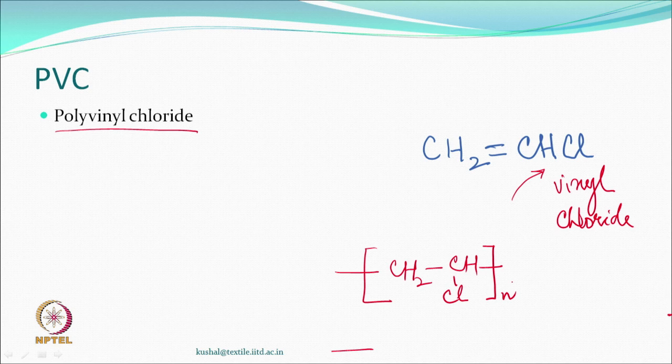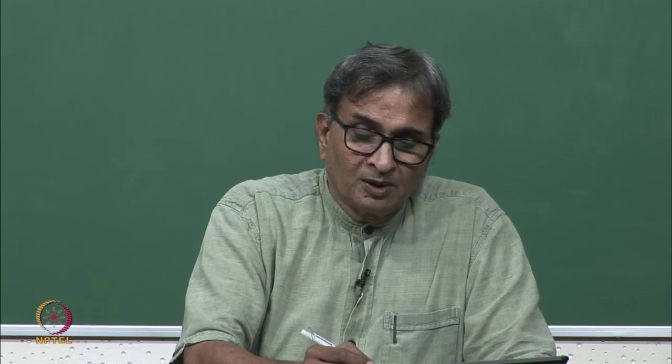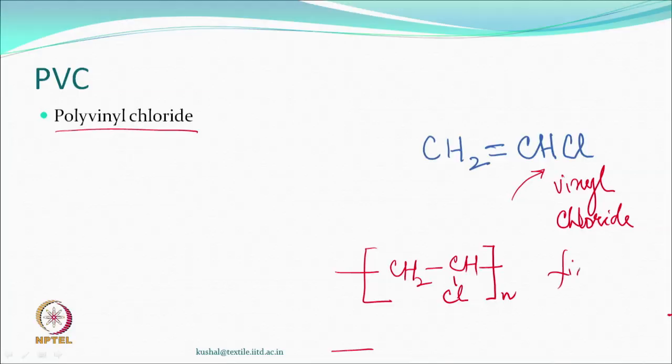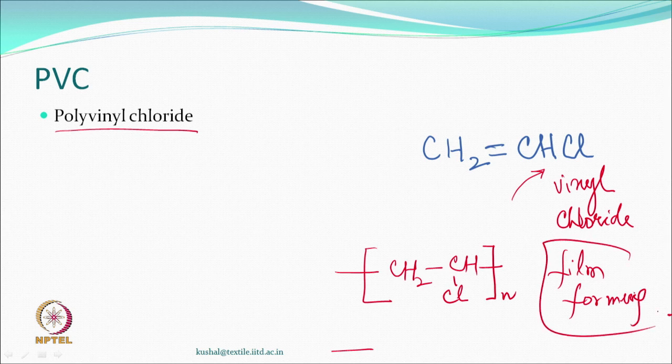Configurations are not going to be very easily changed, but it is a very important component, does not burn very easily. We will talk about it later when we talk about flame retardancy, but it makes a polymer which is a film forming polymer. So, it makes a film. So, you have a textile and then you have a film. So, this can be used also.